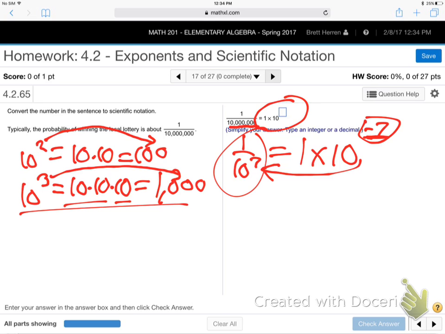I was just kind of reasoning with you. You don't need to do this for this problem. I was just showing you the pattern. It's just saying 7 zeros on the bottom, negative 7 power. That's what it's saying.